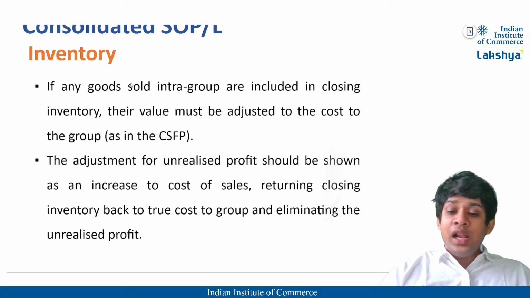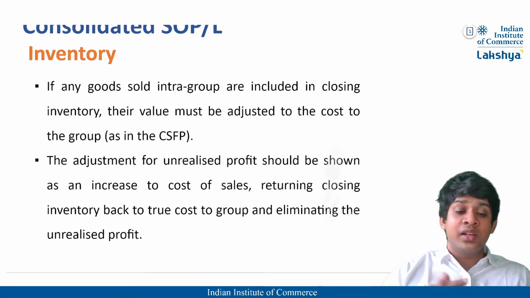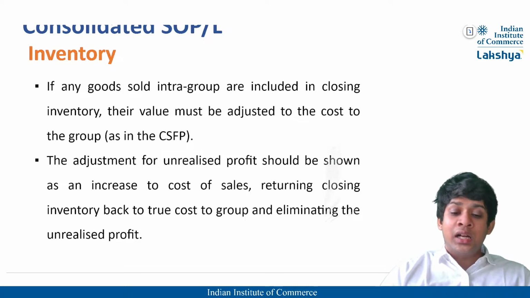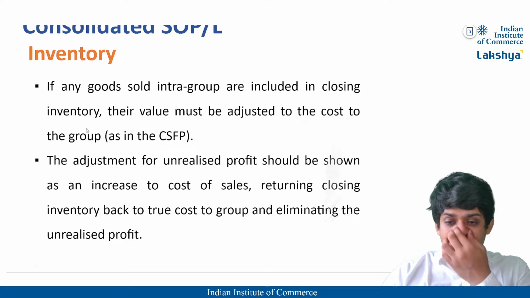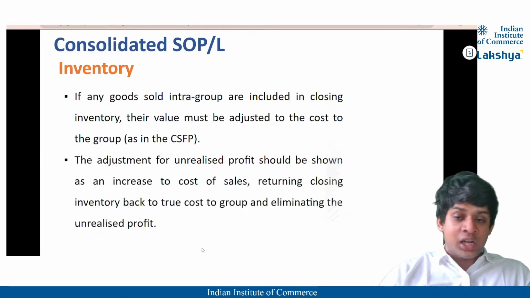Okay, now inventory. So that is the intra-group sale that is there. But in which case there is also an unrealized profit. That means maybe say $100 worth of goods are sold for maybe say $120, or $1,000 worth of goods are sold for $1,500. So that means there is an unrealized profit. So how will that unrealized profit be adjusted? If any goods sold intra-group are included in the closing inventory, their value must be adjusted to the cost to the group, right? The adjustment for the unrealized profit should be shown as an increase to the cost of sales, returning closing inventory back to its true cost and eliminating the unrealized profit.